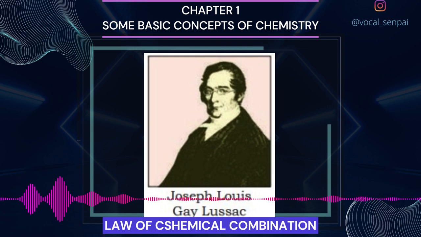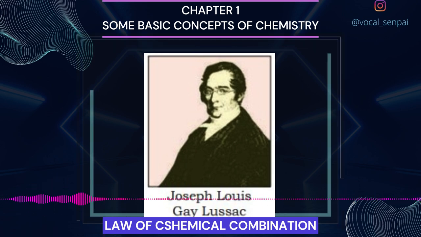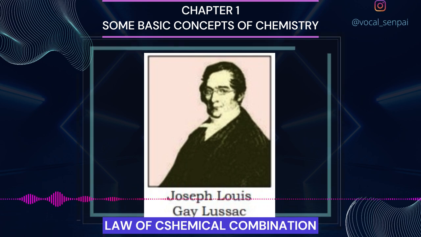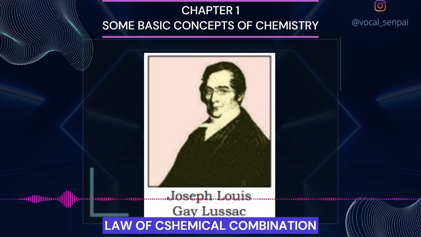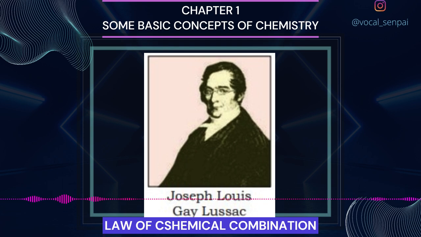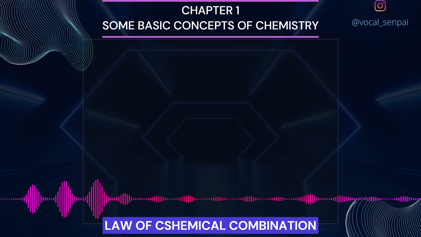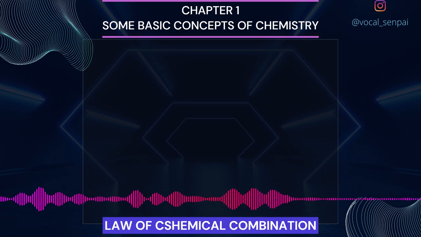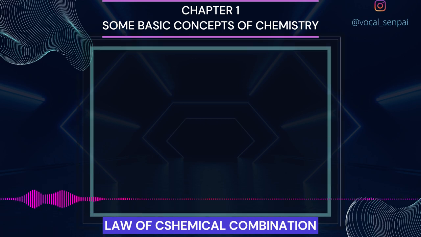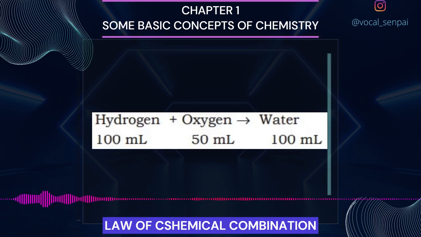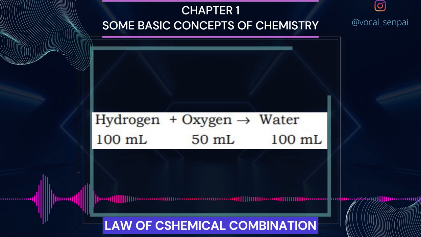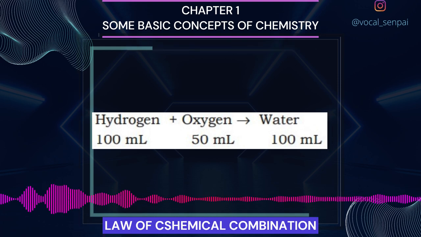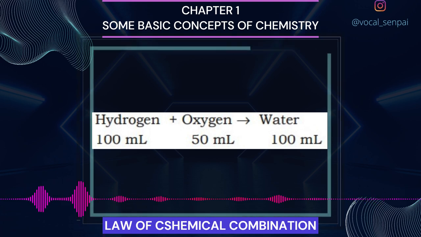Gay-Lussac's law of gaseous volumes. This law was given by Gay-Lussac in 1808. He observed that when gases combine or are produced in a chemical reaction, they do so in a simple ratio by volume, provided all gases are at the same temperature and pressure. Thus, 100 mL of hydrogen combine with 50 mL of oxygen to give 100 mL of water vapor.